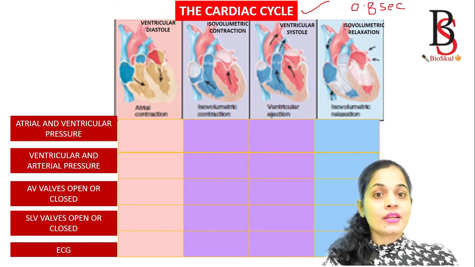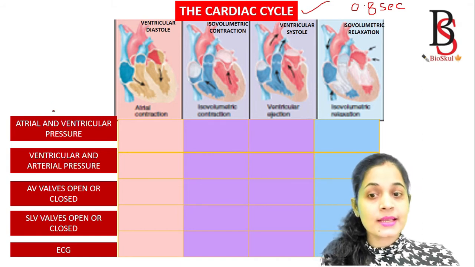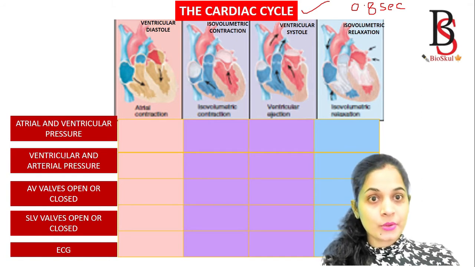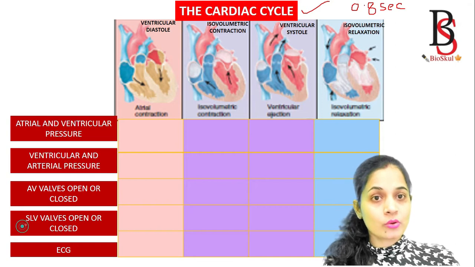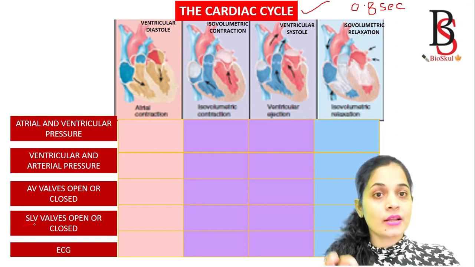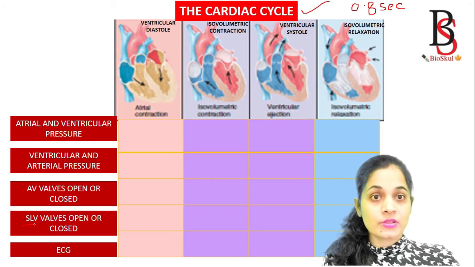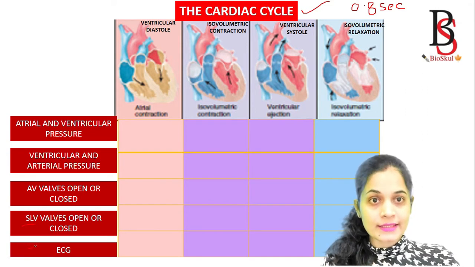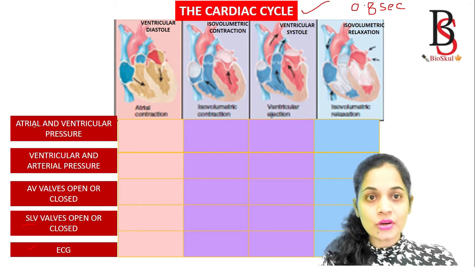I will make you understand the cardiac cycle in an easy way. We will discuss each phase, where we will focus on the atrial pressure and the ventricular pressure, and their difference. We will see whether the AV valves, meaning the tricuspid as well as bicuspid valves, and the SLV valves, meaning semilunar valves, are opened or closed in each phase of the cardiac cycle. Also, we will look into what type of wave is formed in the electrocardiogram.